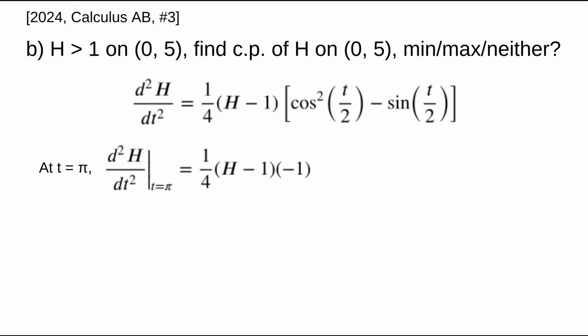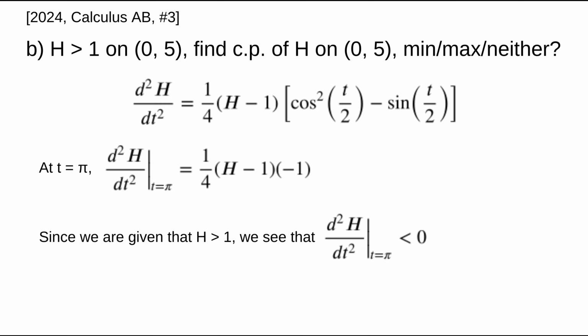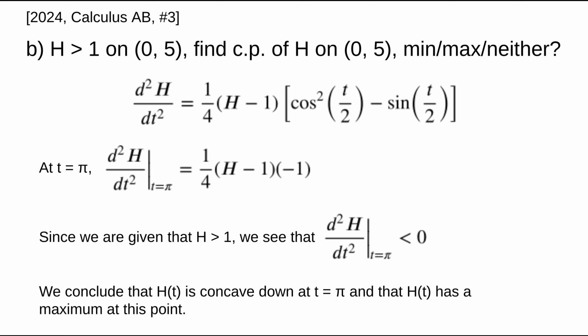We now have 1/4 of (h minus 1) times negative 1, which must be negative since h minus 1 is greater than 1 on this interval. We know that's positive, and a positive times a negative is negative. So the second derivative of h is negative at t equals pi, which means h is concave down, which means that at t equals pi, h of t has a maximum.